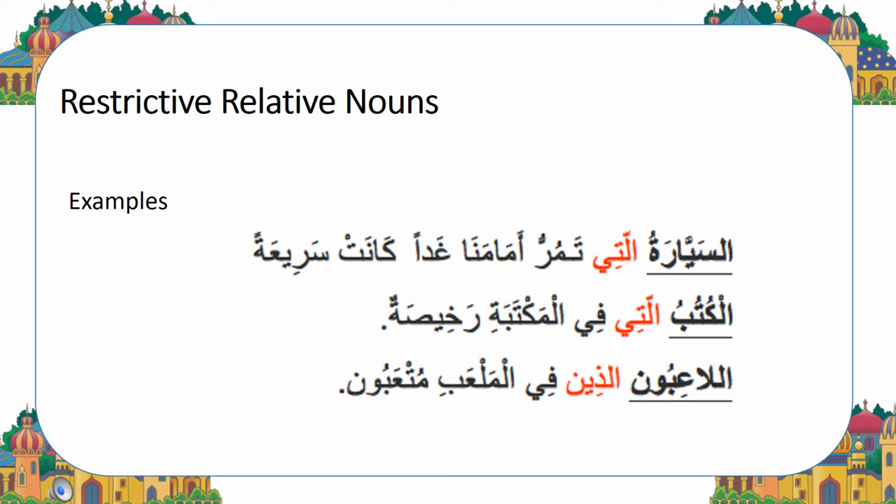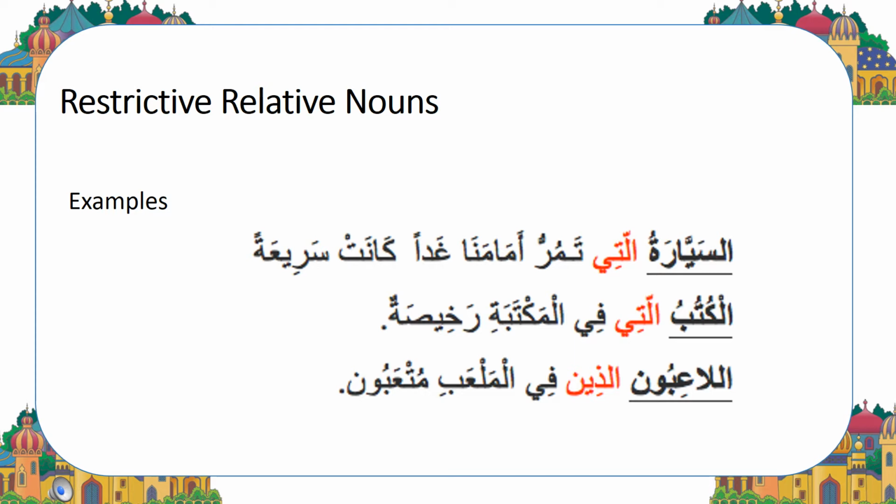الكتب التي في المكتبة رخيصة. In this example, the noun, the antecedent in this sentence, al-kutub, is a plural and non-rational noun. The relative noun that comes after this noun is singular and feminine. You see in this sentence, al-kutub is plural. But the restrictive relative noun, which is allati, is singular. The reason for this is that non-rational nouns are regarded as singular in Arabic. Therefore, they are mostly followed by singular verbs and singular relative nouns.